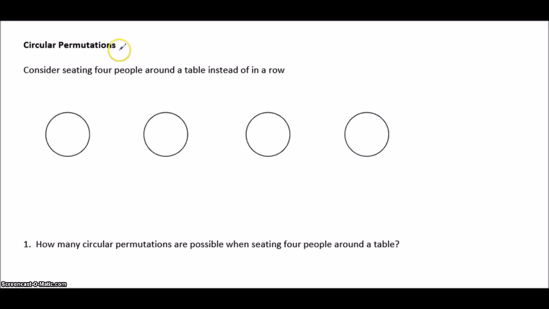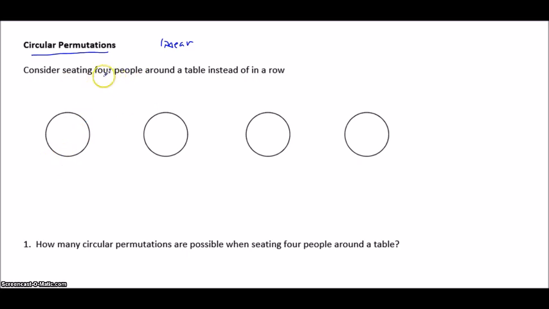So for this last part of chapter 15.4, we're going to consider circular permutations. The standard permutation we've been working with has been referred to as a linear permutation. And so this part is going to help us deal with situations where we want to arrange people around a circle as opposed to just in a row.